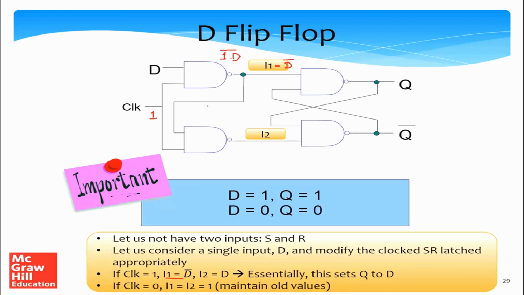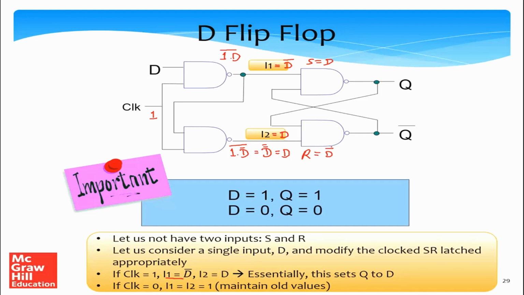And if this is equal to D bar, D bar will come over here. So what we'll compute here is 1 AND D bar complement, which is equal to, right? So I2 is equal to D. Then after that we have a typical SR latch. Here we can say that the value of S is essentially equal to the complement of this, which is D, and the value of R is equal to the complement of this, which is D complement.